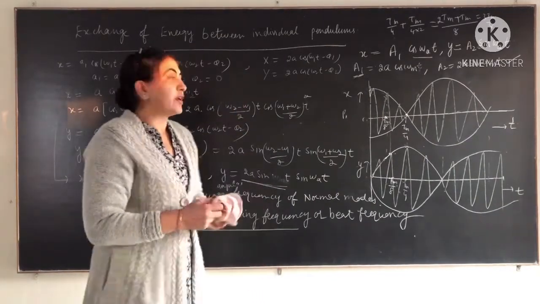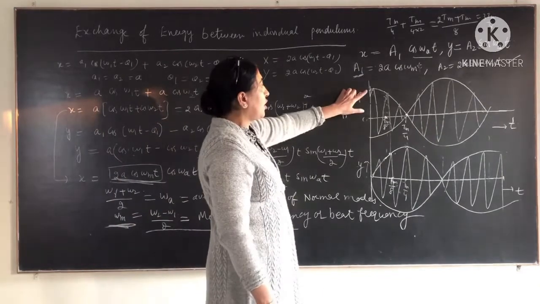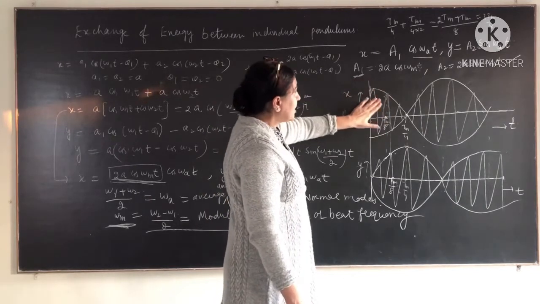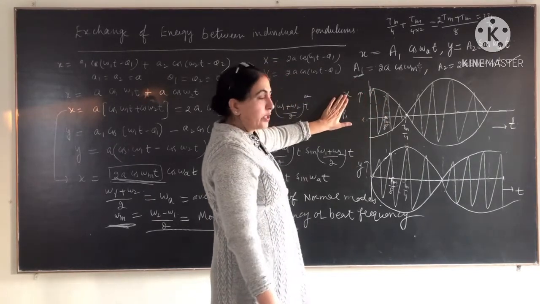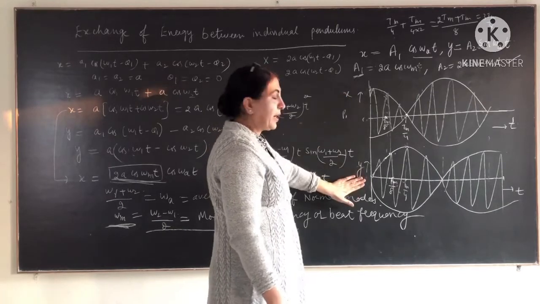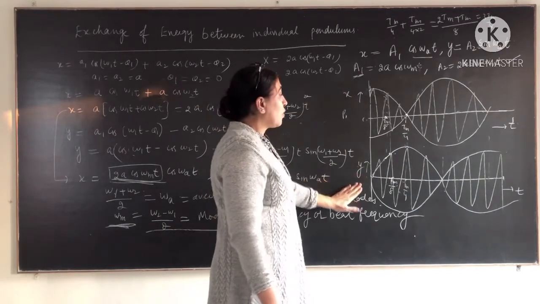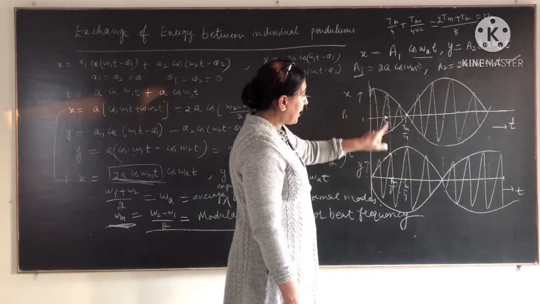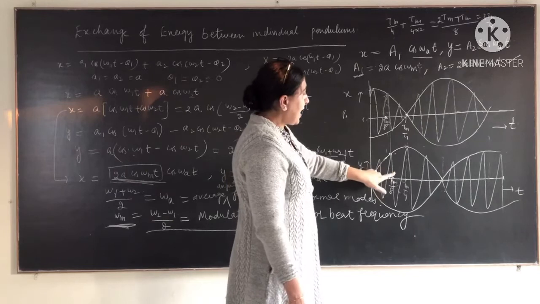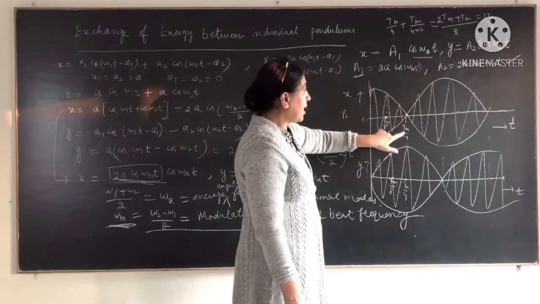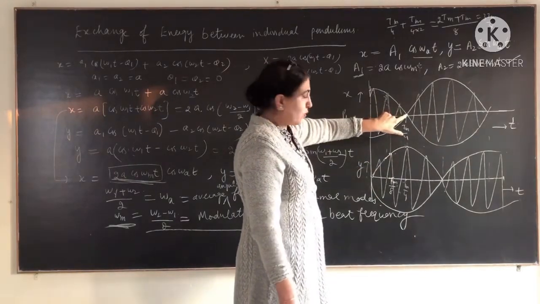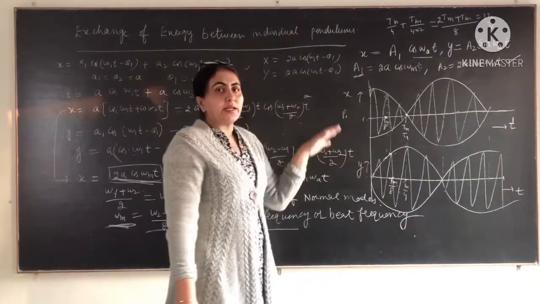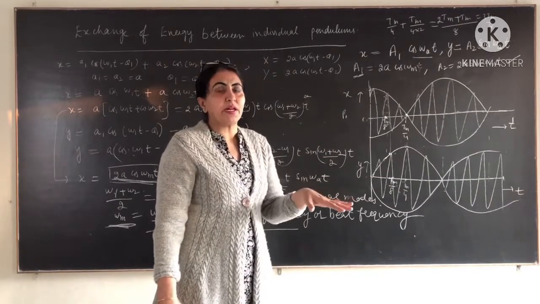There is exchange of energy between the pendulums. First of all, whole of the energy is with pendulum P1. With the passage of time, the energy of pendulum P1 goes on decreasing and energy of the second pendulum goes on increasing. And at time Tm by 8, both pendulums have the same energy, and at Tm by 4, the energy of this pendulum is 0 and the energy of this is maximum. So in this way, the energy is exchanging between the pendulums.